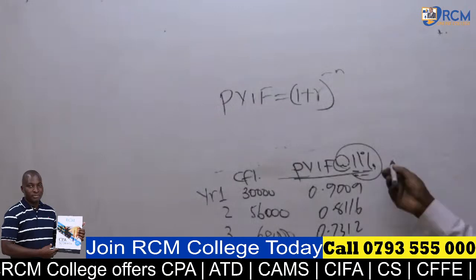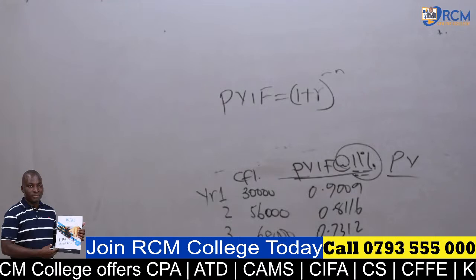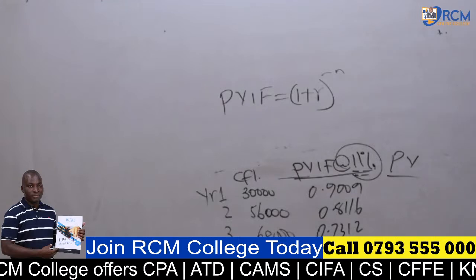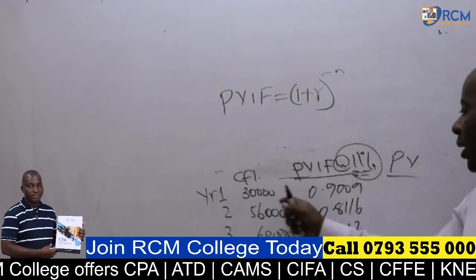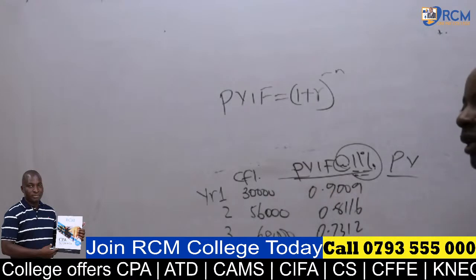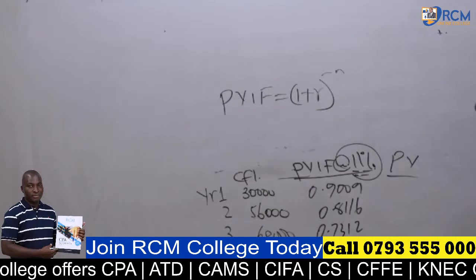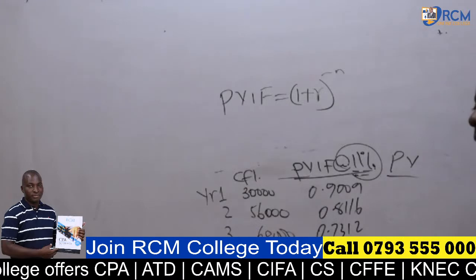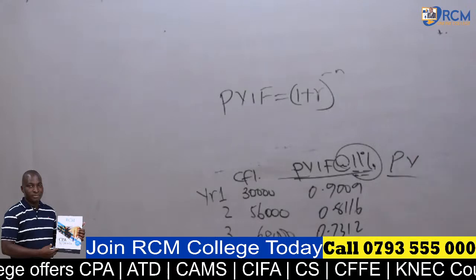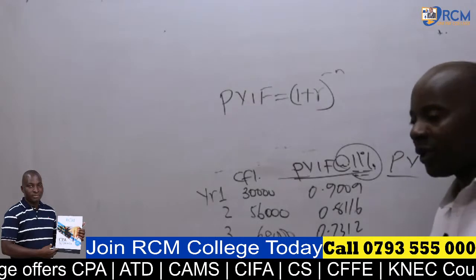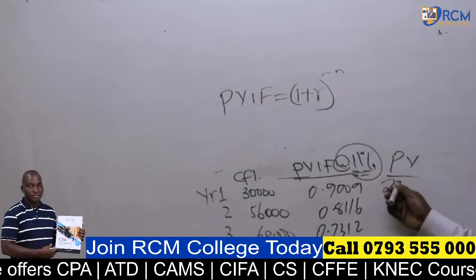So our work, in terms of 2 decimal places, is to ascertain the present values. You take this times this, and give me 2 decimal places. 30,000 times 0.9009 gives 27,027.